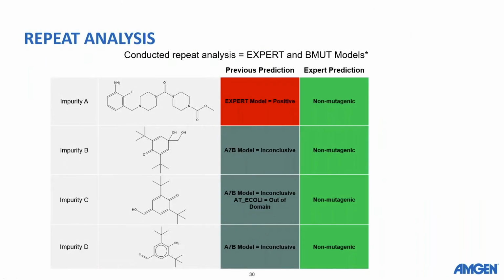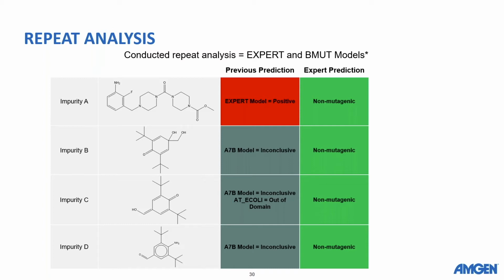I previously mentioned the need to repeat in silico analysis after certain criteria were met or after some time has passed. Since impurity A, B, C, and D were tested over 2 years ago using older models, impurity B, C, and D met the criteria for a repeat, while impurity A, since it was de-risked utilizing Ames data, we decided not to repeat this impurity. Again, the Ames data will always trump the in silico data.